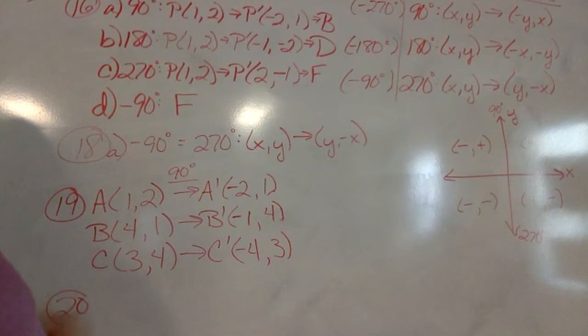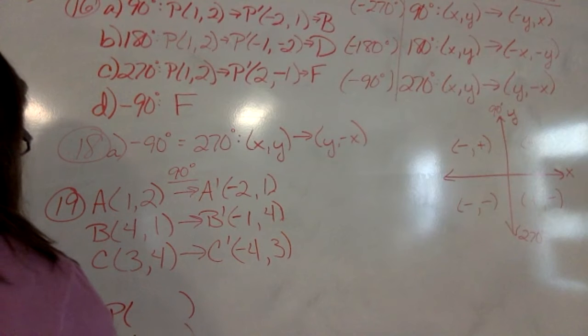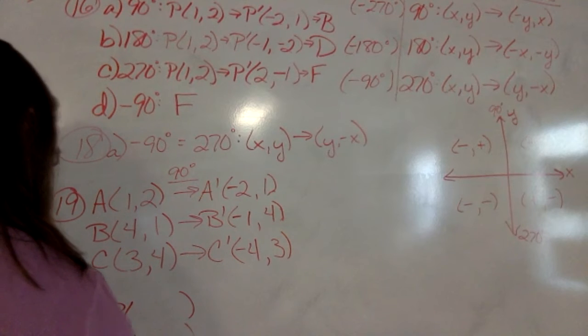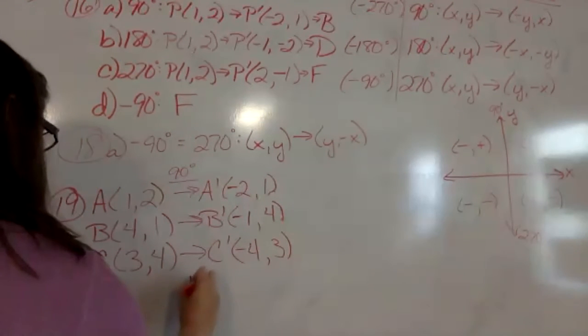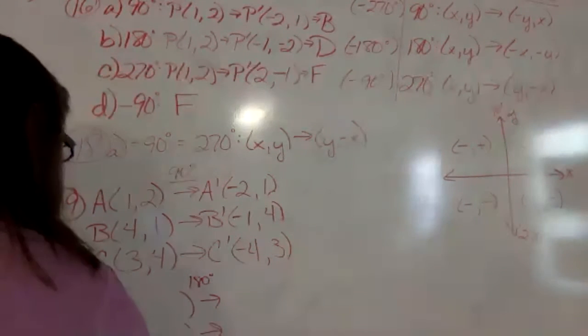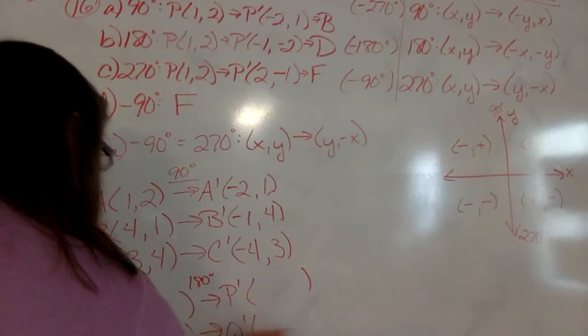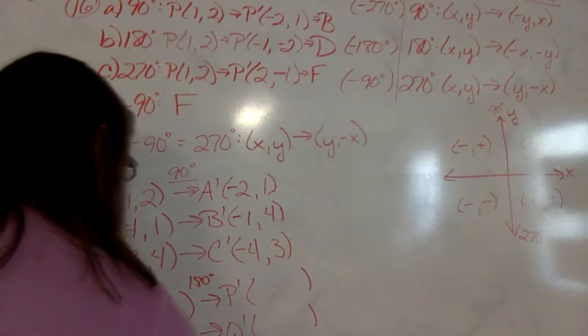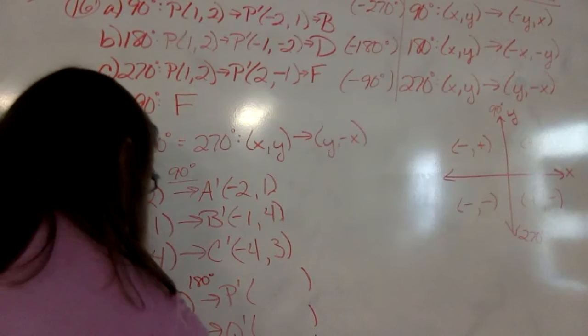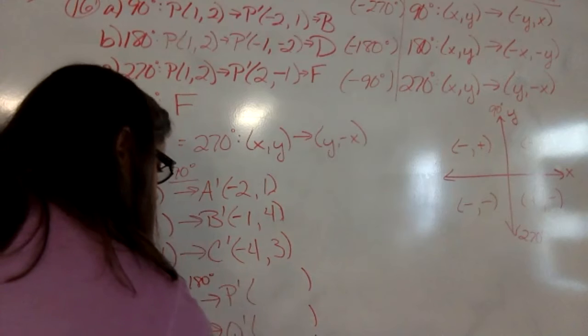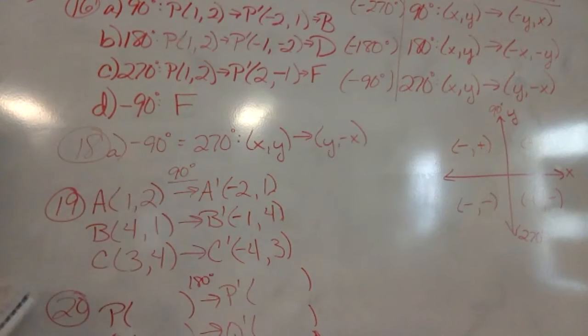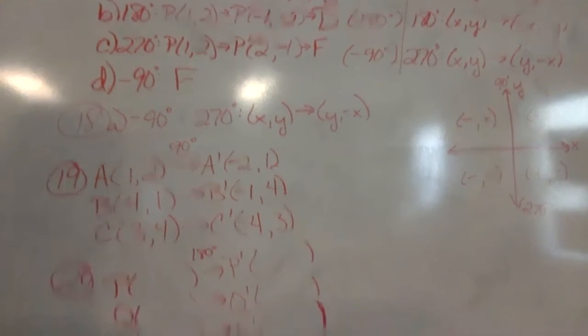Now on number 20, we have a trapezoid. So it's got 4 points. We have P, Q, R, and S. And we are rotating 180 degrees. We'll have to find our new point P, our new point Q, our new point R, and our new point S. So remember, your original image, the black one in the picture in your book, is called the pre-image, and then the answer is your image.